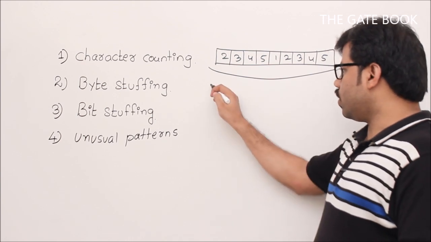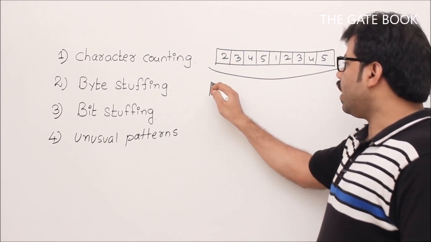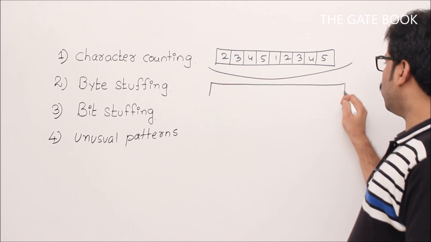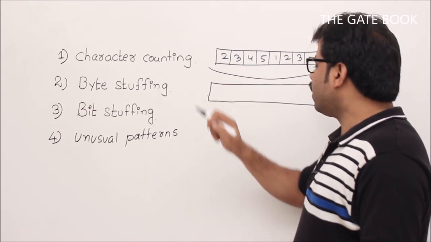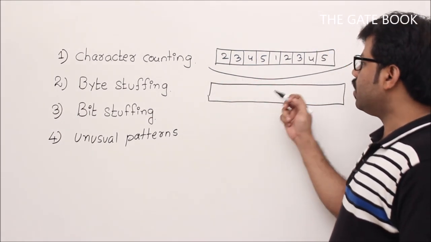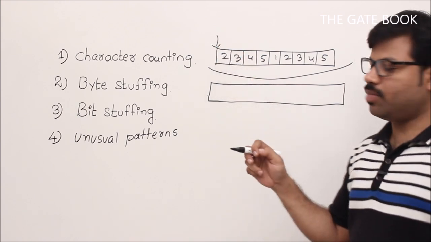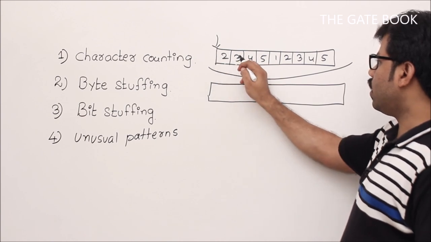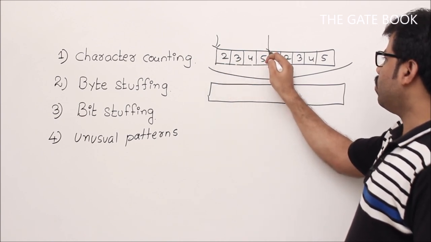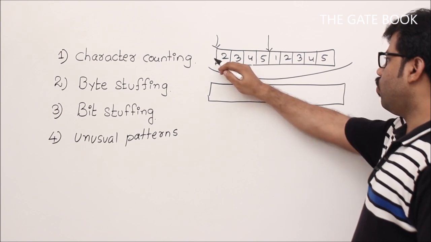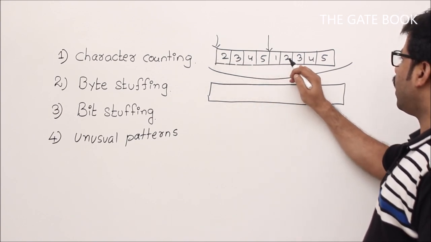So for that, you simply add a character count for every frame. That means first of all you decide what your frame should be. Here you can have variable length frames also. That means 1, 2, 3, 4. So you can divide your message into two parts. For example here, 4 characters in one frame, 5 characters in another frame.